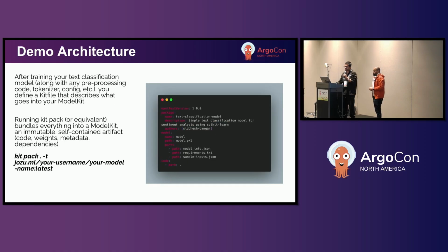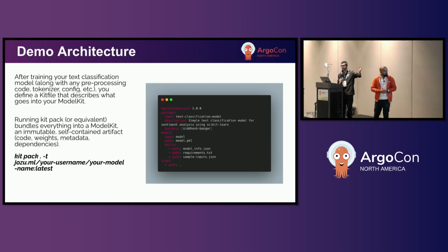Then what we're doing is that we are basically creating our kit file. So this is what is being used to take our machine learning model and the components and package it as a model kit. So here, generally what you'll do is we will use this kit pack command. Now this kit pack command, if you look carefully, it's very similar to a Docker build, right?